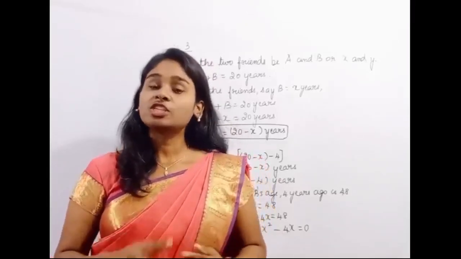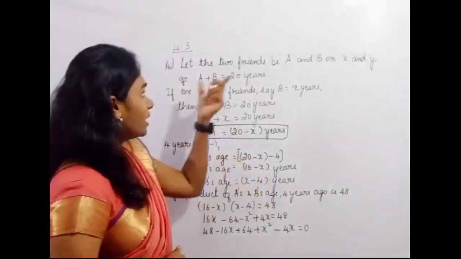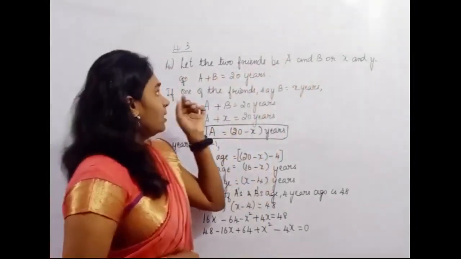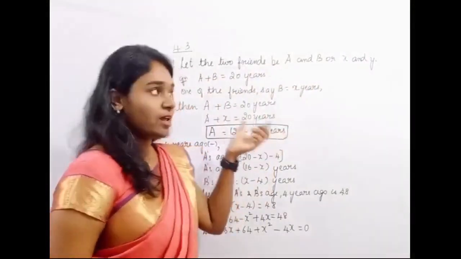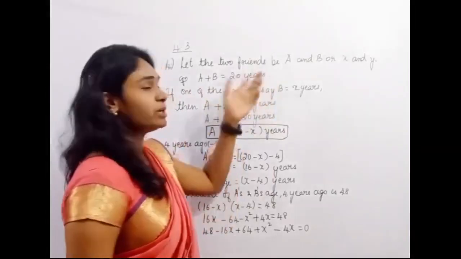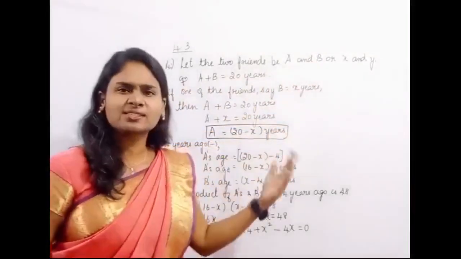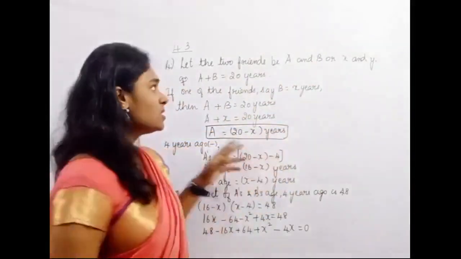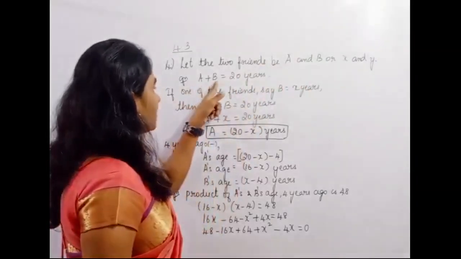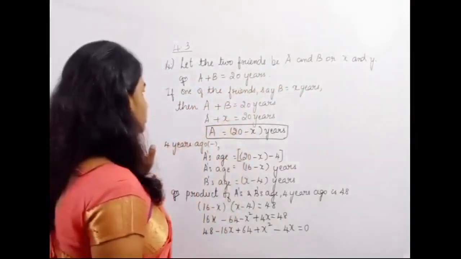It is asking us if we can calculate the age of two friends, and when you take the sum of their ages, it is going to be 20. So let us consider the two friends to be A and B, or X and Y. As per your convenience, I'll take A and B. It says now A plus B is equal to 20 years. If one of the friends, say B, is X years old, then what will be the age of A?